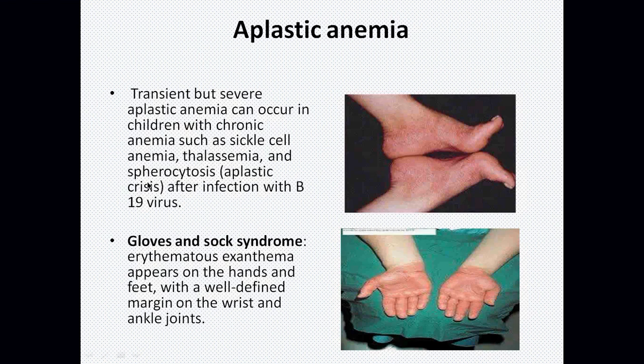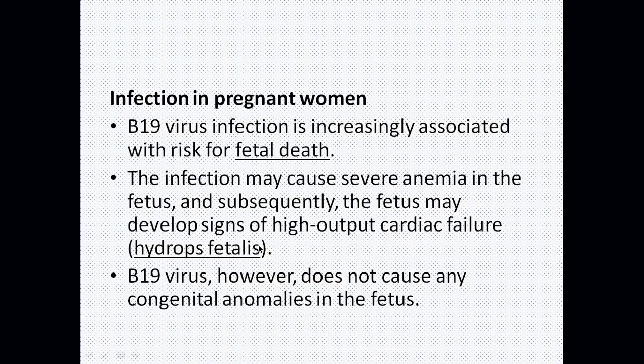And again, the next entity is the Glove and Stocking syndrome. That is the erythematous exanthema, which is the appearance of redness typically of the hands and the feet. And there is a well-defined margin on the wrist or the ankle joints. You can see here the well-defined margin at the wrist. So that looks like a typical child wearing a glove. Therefore, it's known as Glove and Stocking syndrome.